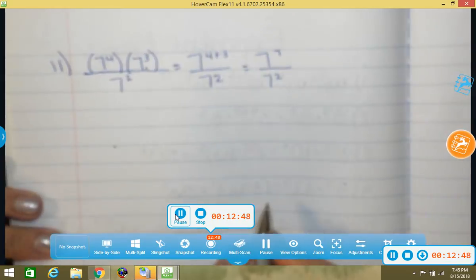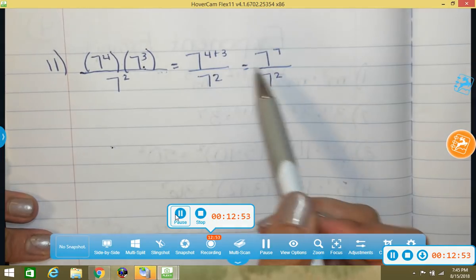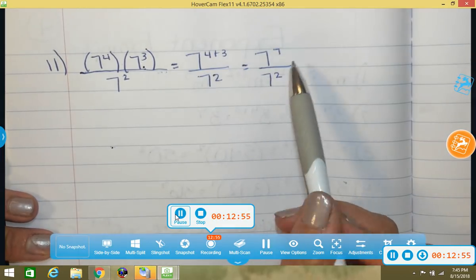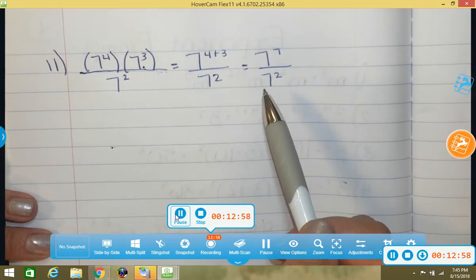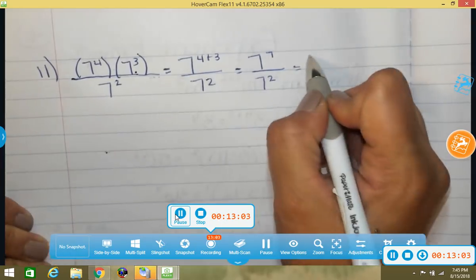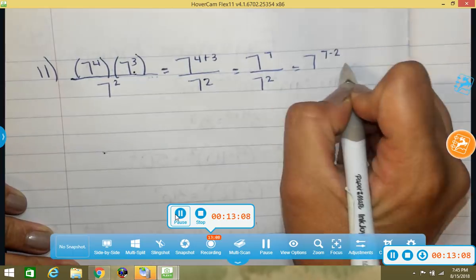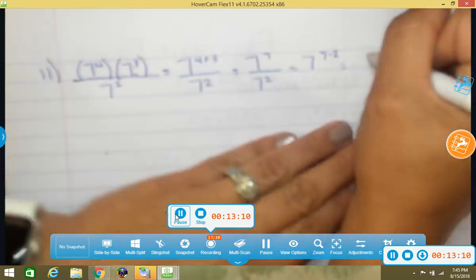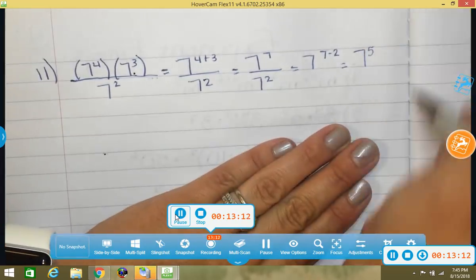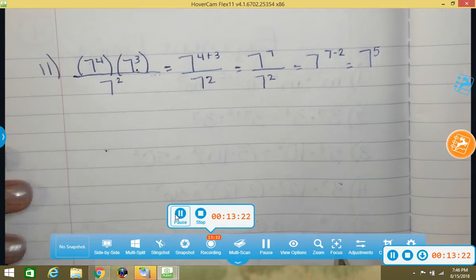Now here, like bases that are being divided, so we know that we need to subtract our exponents. You might also have heard it as stacked, then you subtract. So we keep our base the same, and we just subtract our exponents. So 7 minus 2. 7 minus 2 is 5, so the answer would be 7 to the 5th power. Now, guys, this is just a two-step problem, so we just added one more step to it, but it's still using the same exponent rules.